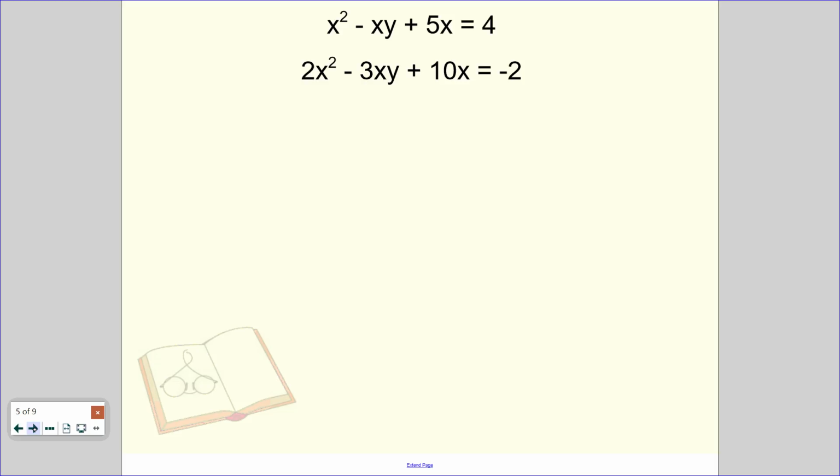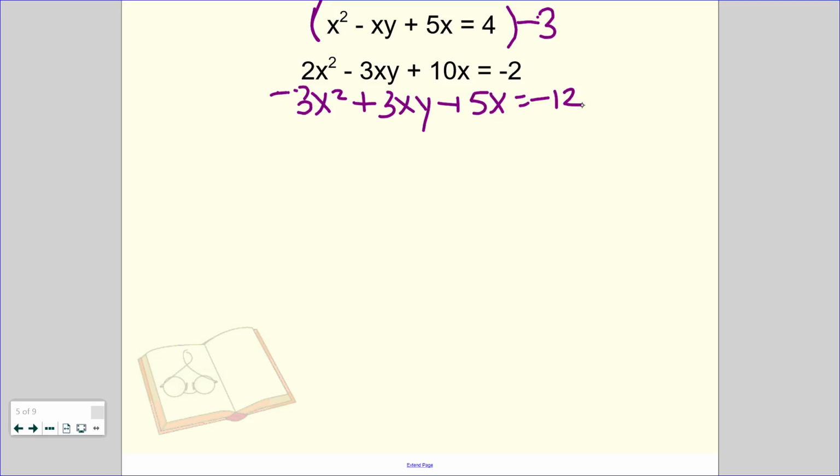are the middle terms. To eliminate the middle terms, I'm going to multiply the top equation by negative 3. That's going to give me a negative 3x squared, a positive 3xy, so that's the opposite term in the middle, that's what I want, minus 15x equals negative 12. And then I'm going to add those together.